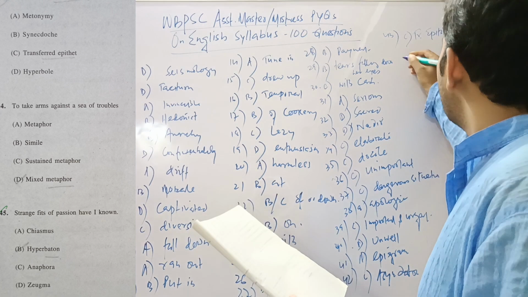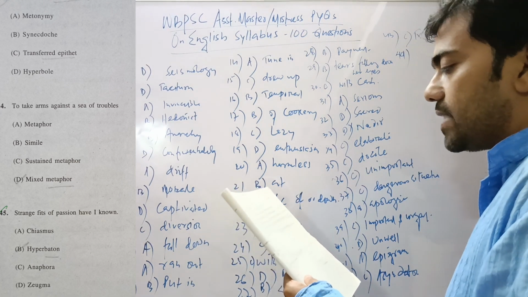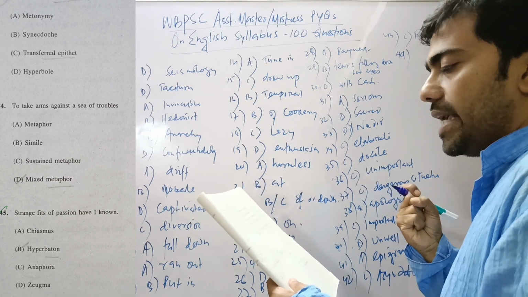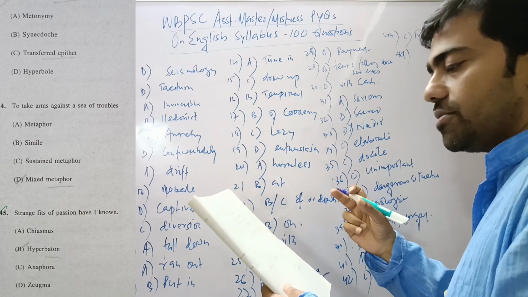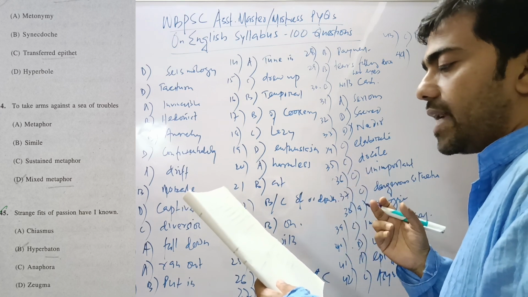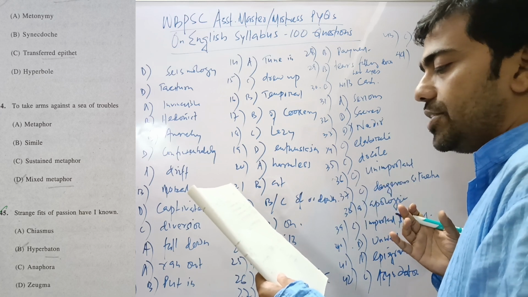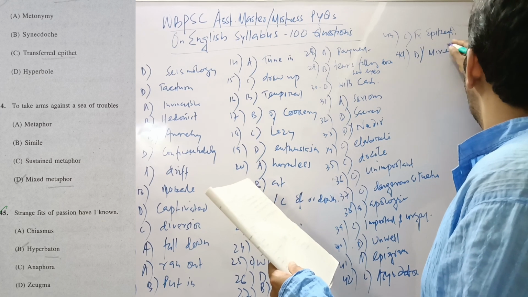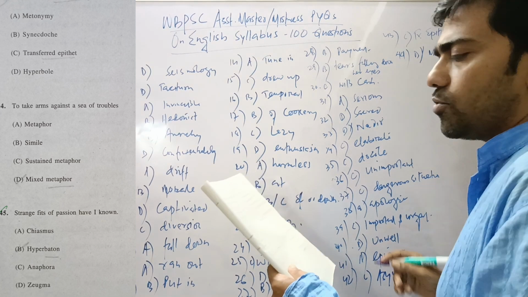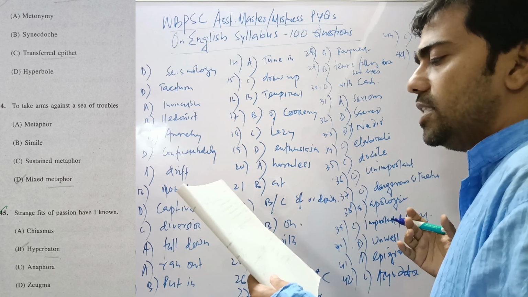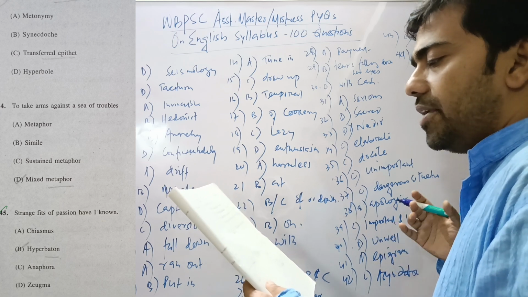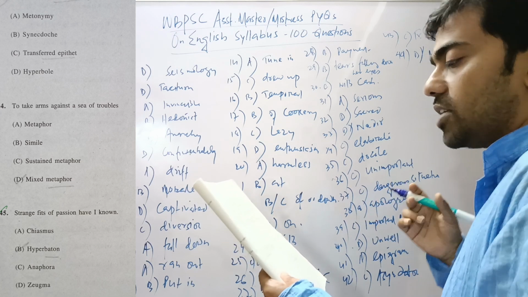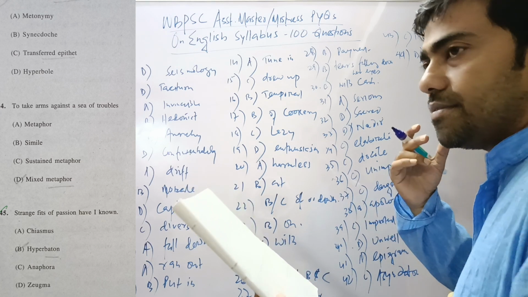All right. 44. To take arms against a sea of troubles. Arms is direct, arms means the weapons. Against a sea of troubles, sea of troubles is a metaphor, but the correct one is mixed metaphor. Why mixed metaphor? The sea and troubles. This phrase consists of metaphors that are mixed in sense.